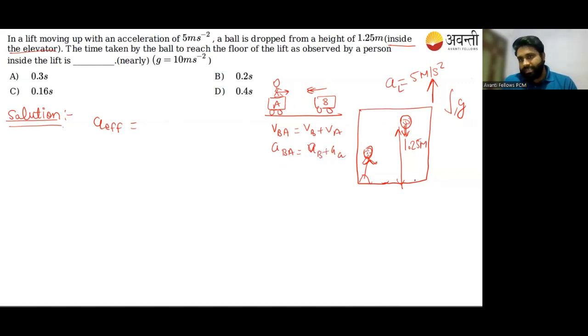So in this case of the elevator, the ball has a gravitational pull in the downward direction, which is g, and this lift is moving upward. These are opposite in direction, and we are observing the motion of the ball with respect to the lift. So the acceleration of the lift is added to the acceleration of gravity, because these are relative accelerations in opposite directions. So this would be the effective acceleration. Got it?